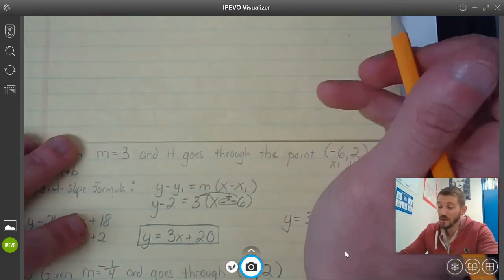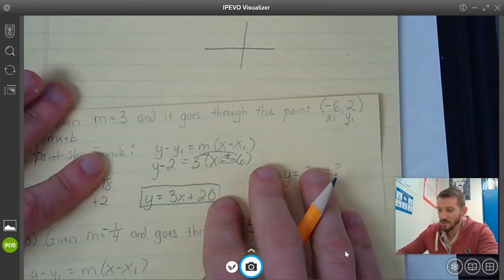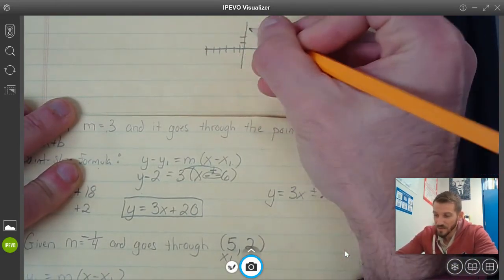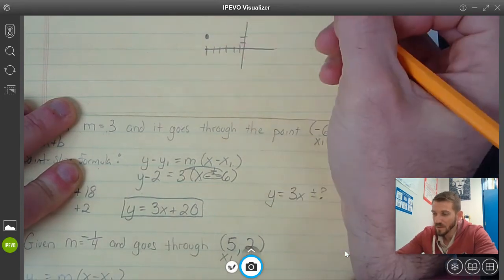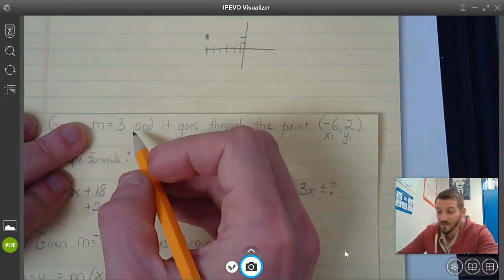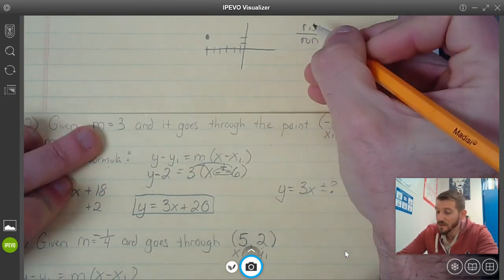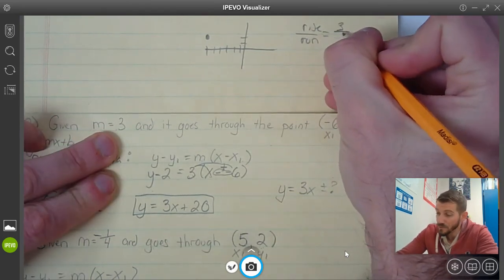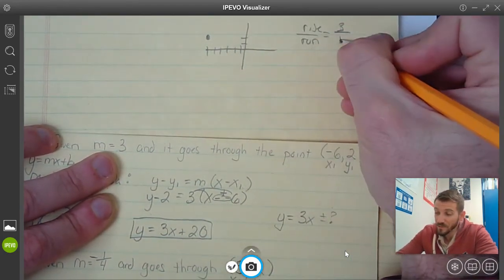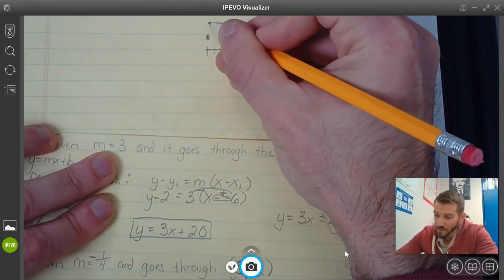One thing I do know, a little trick you can do is if you really wanted to, you could graph the point negative 6, 2. 1, 2, 3, 4, 5, that's negative 6, positive 2. That's right there. You can use slope. This is a little tricky thing, but y'all know slope is rise over run, correct? So 3 rise over run is your slope, and you can make that a fraction. That would be 3 over 1. So from your point, you would go up 3 and to the right 1.